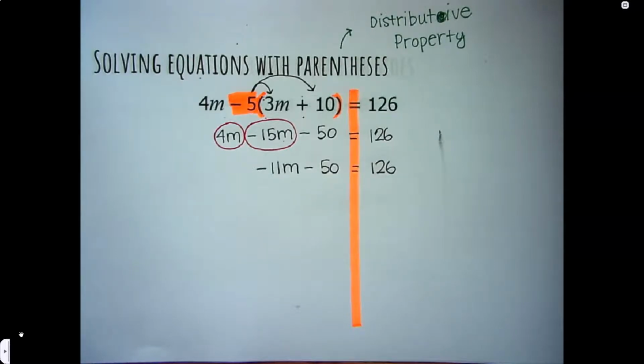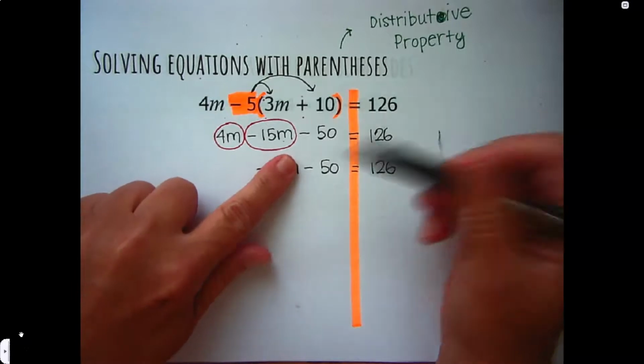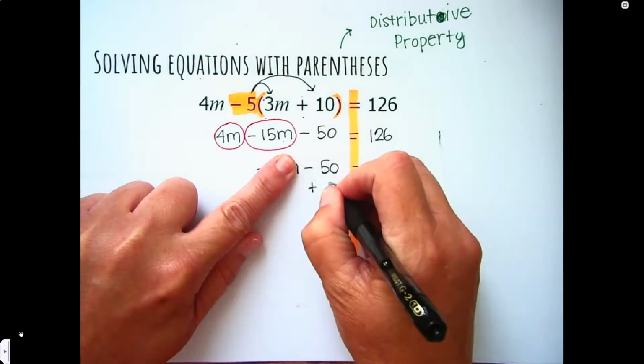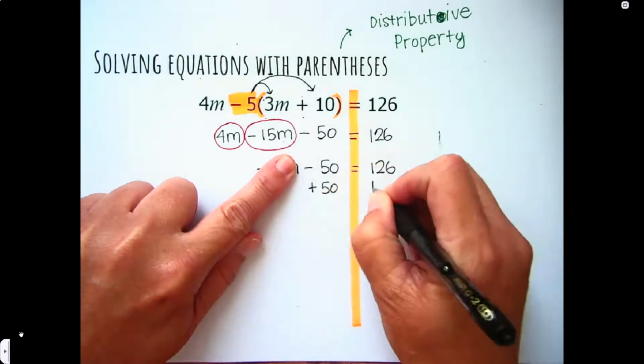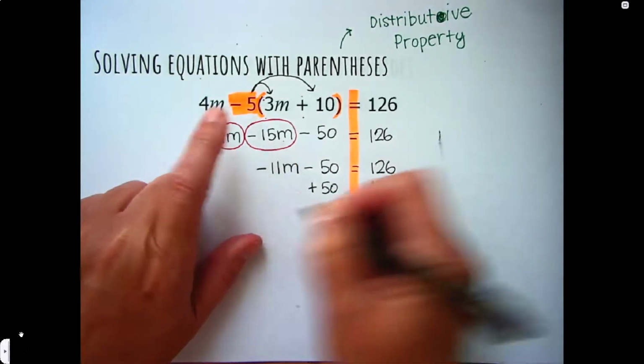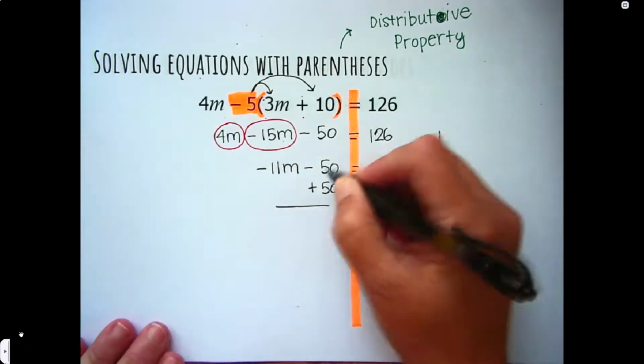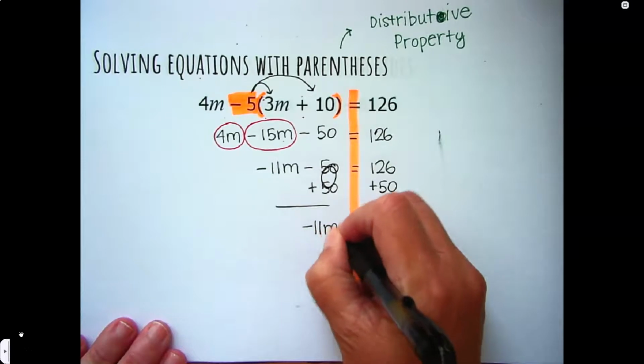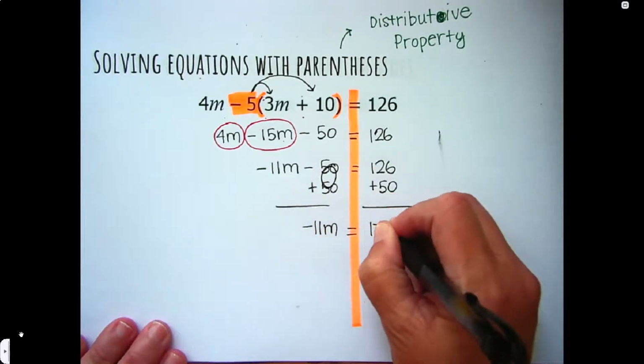All right, again here I want you to notice that now we're down to the point where this looks like our basic little two-step equation that we started today with. So we are going to solve for m. We're going to get m by itself. So if I cover up m, I have minus 50 that I need to cancel out. So I'll do the opposite. I'll do plus 50. That zeroes these out. I get a negative 11m is equal to 176.